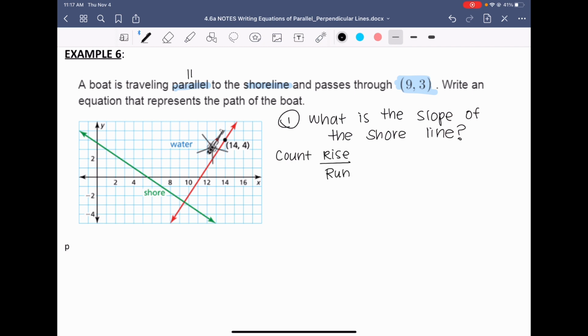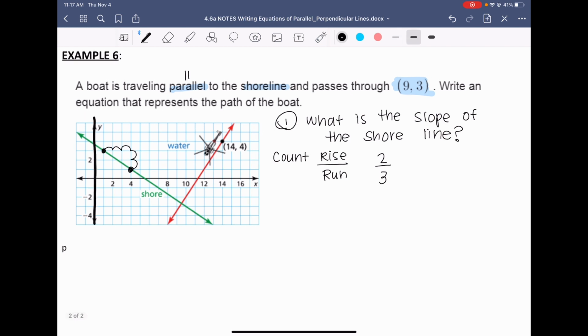So I just pick 2 points on that line and count how much it rises versus how much it runs, 1, 2, 3, and then determine if it's positive or negative. Because from the y-axis, it is heading down, it's going to be a -2/3. So that's the slope of the shoreline. And because I want something that's parallel, I'm going to use the same slope.